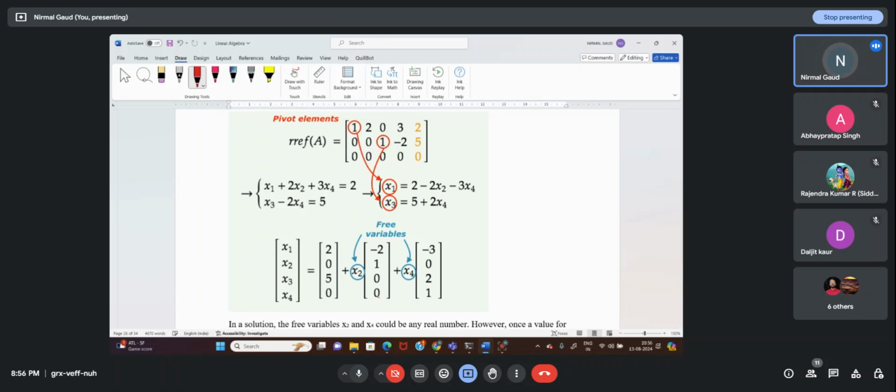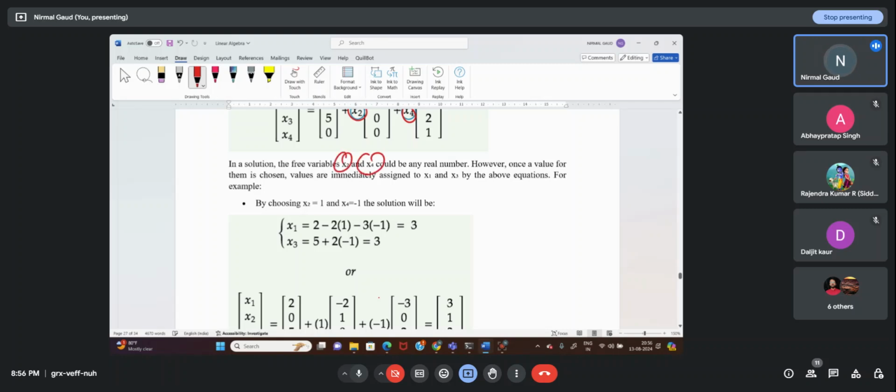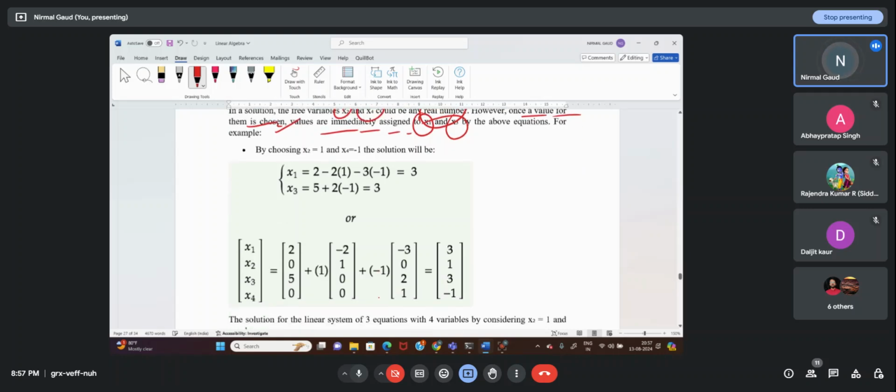So that's what I'm saying now. x1 and x3 are pivot elements. However, x2 and x4 are free variables. They don't have any specific solution. So x2 and x4 could be any real number, not any specific one. Once values for them are chosen, values are immediately assigned to x1 and x3. So you choose any value of x2 and x4, and then you can find the values of x1 and x3.